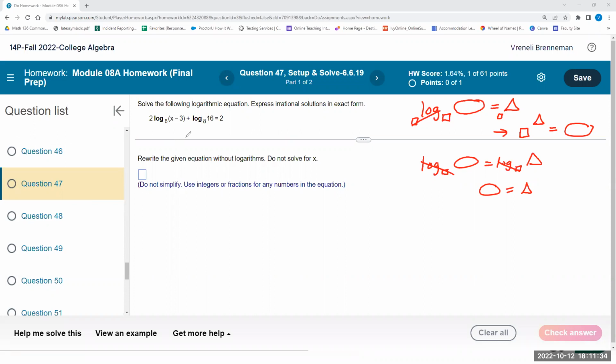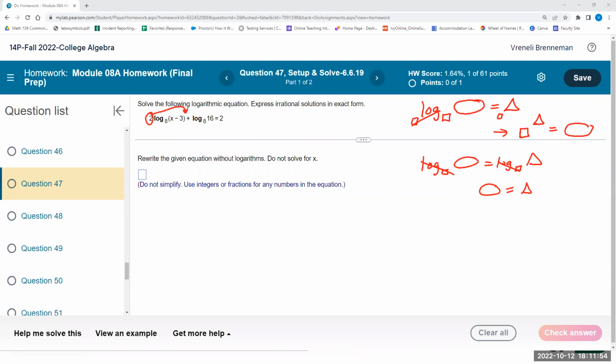There's actually a couple ways I could do this. So I'm going to combine these. So I take the 2 outside the log, anything outside the log, I want inside other than what's on the other side of the equation. So the power rule I'm applying here.